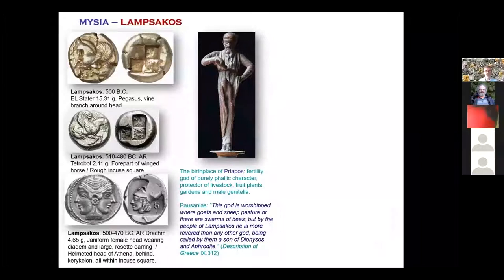Lampsakos is famous for Priapos, the fertility god. And Pausanias says, this god is worshipped where goats and sheep pasture or there are swarms of bees. But by the people of Lampsakos, he's more revered than any other god, being called by them a son of Dionysus and Aphrodite. Earlier coins don't show any depictions of Priapos, but I guess the mythological story was picked up later, and you see a lot of phallic depictions on the coinage of this city.